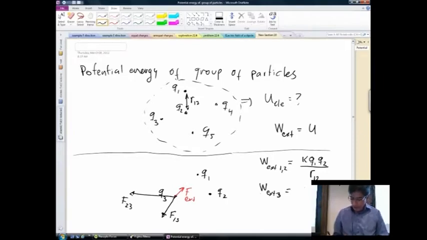I'm going to write the details, but it will be easy for you to figure out that that's going to be equal to K Q1 Q3 divided by the distance 1,3, plus the term that has to do with the interaction between 2 and 3. Both 1 and 2 are already at a location, and they're pushing away 3.